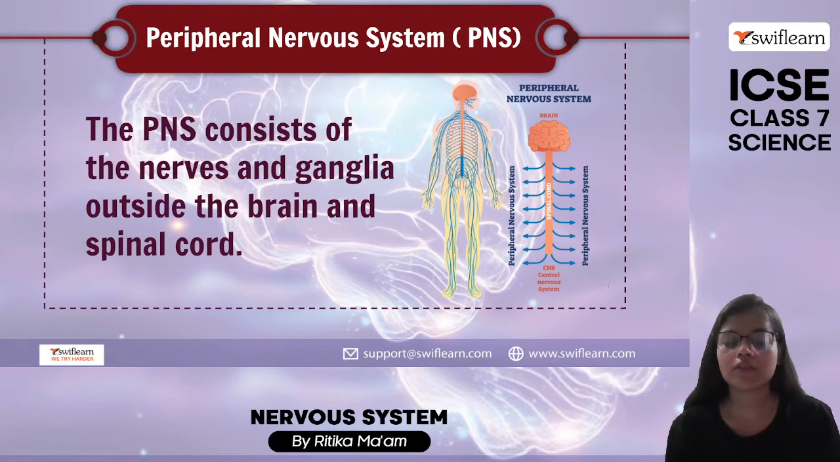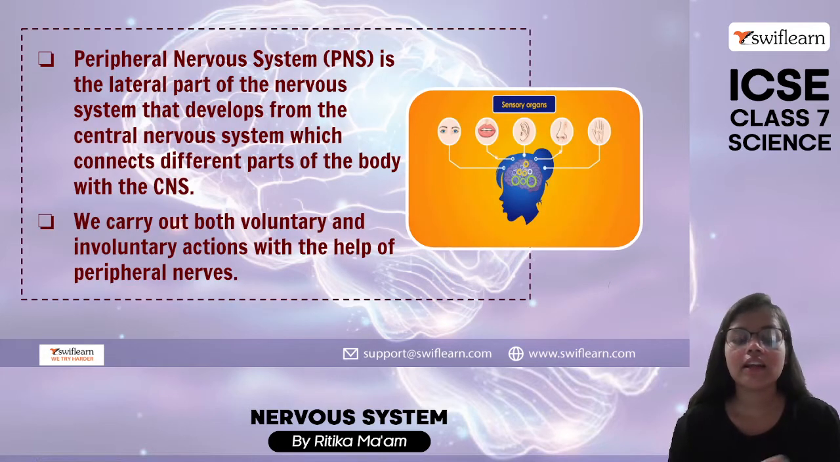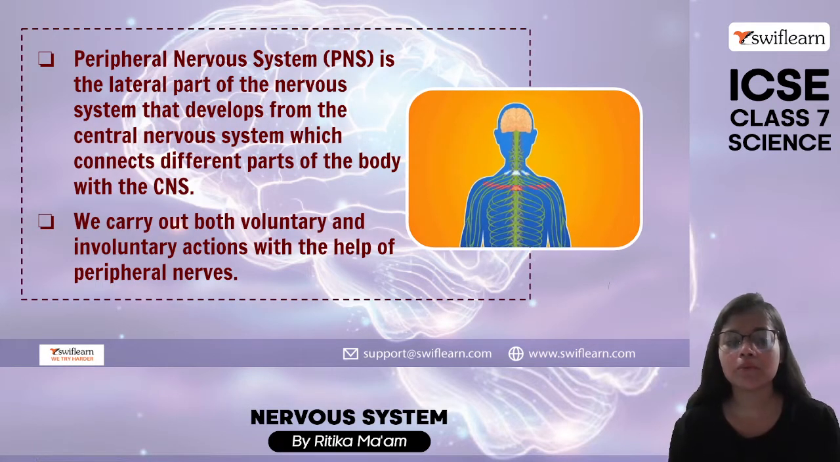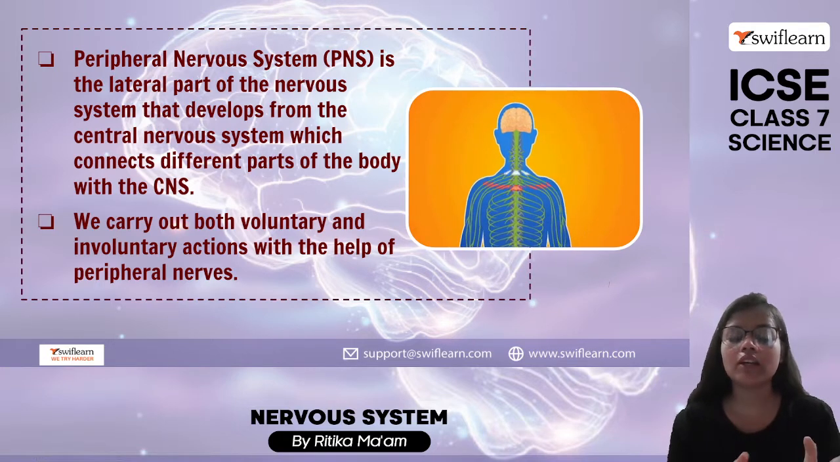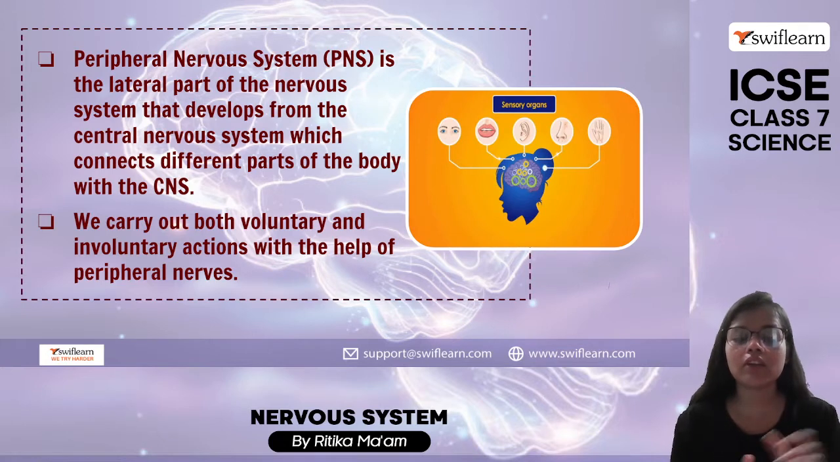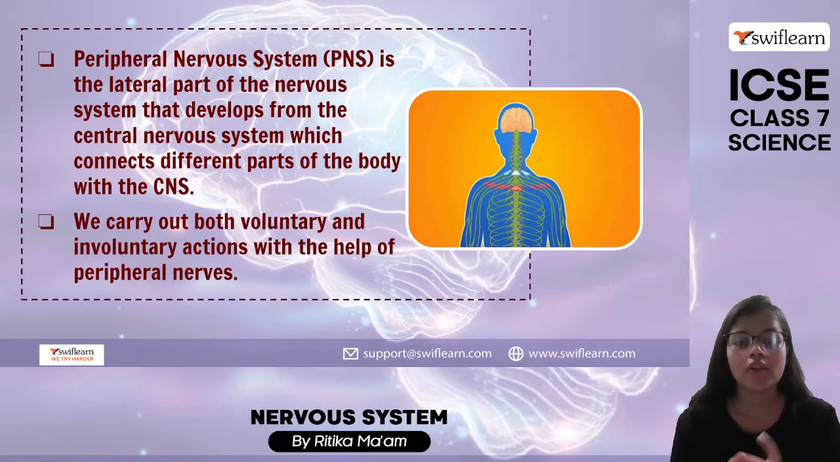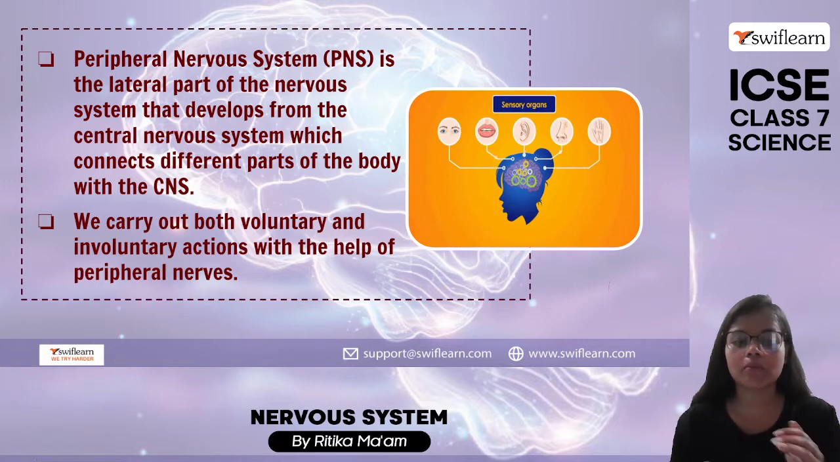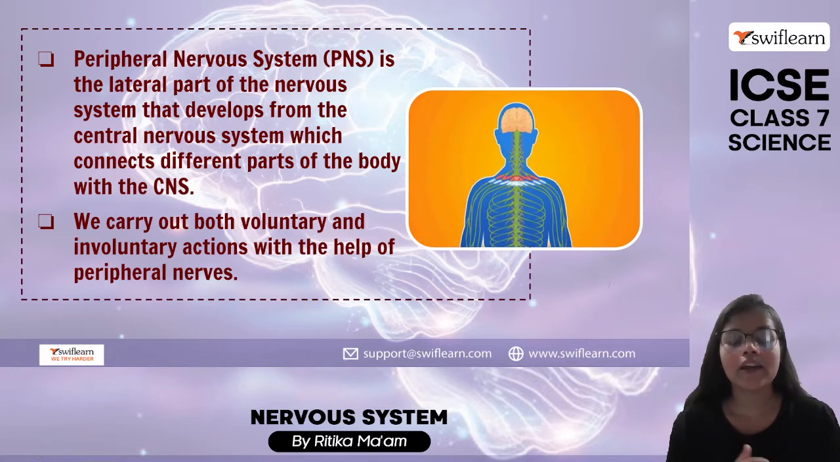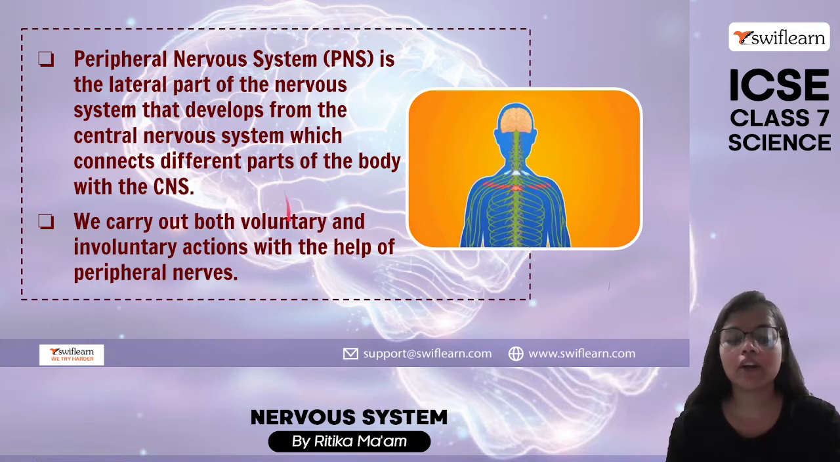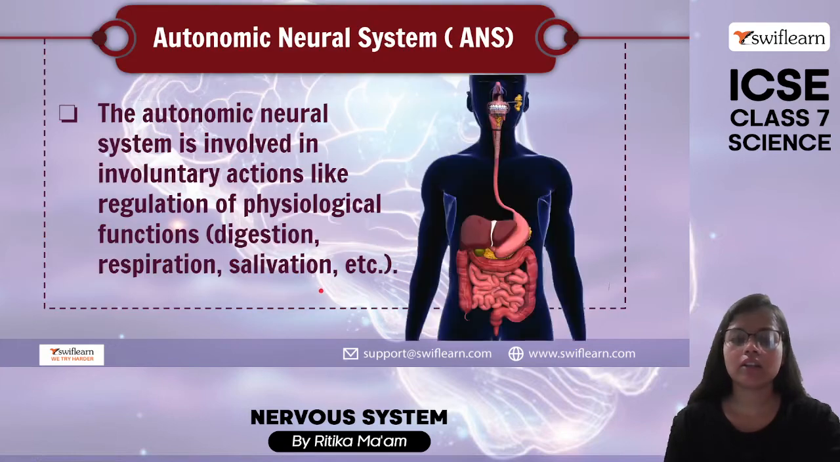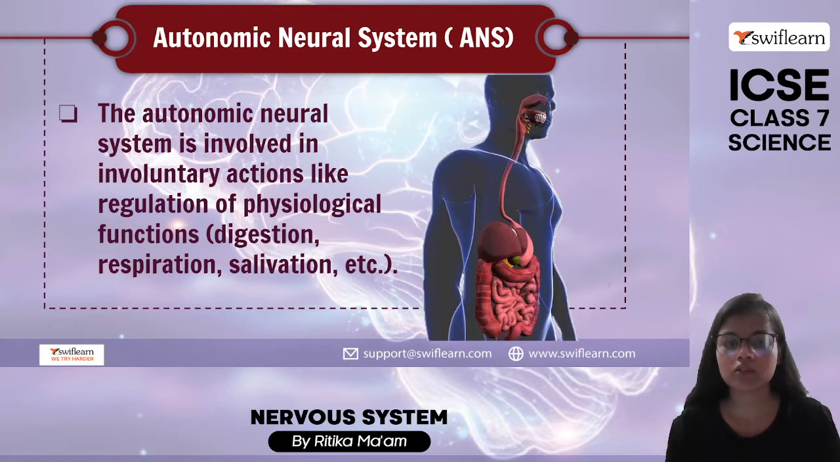The peripheral nervous system consists of the nerves and ganglia outside the brain and spinal cord, and it is the lateral part of the nervous system which develops from the central nervous system, and it connects different parts of the body with the central nervous system. So the peripheral nervous system is a kind of connection between the central nervous system and different parts of the body, and we do both voluntary and involuntary actions with the help of peripheral nerves. Now what is meant by voluntary and involuntary actions, we will be seeing soon.